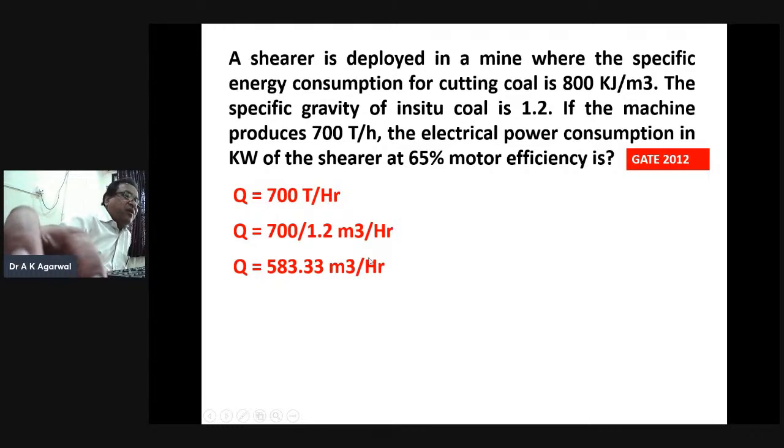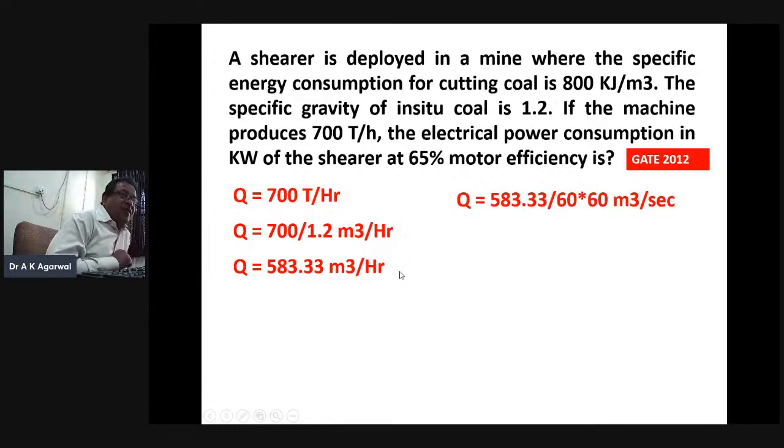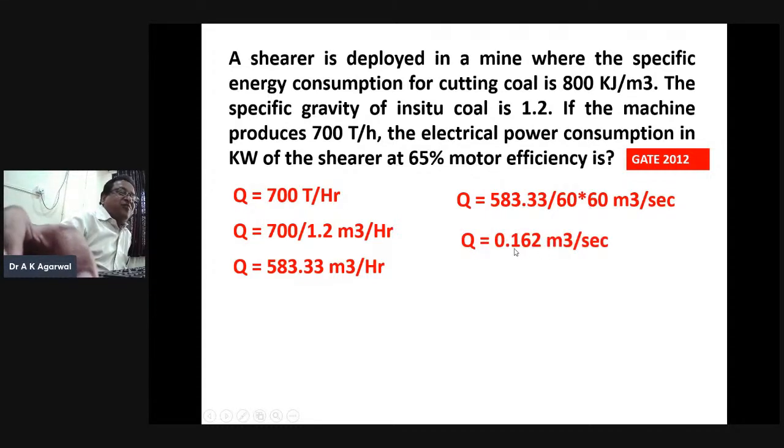Anyway, production is 583.33 meter cube per hour. In 1 hour, this much coal will be produced. Per second, divide by 60 into 60. This much coal will be produced per second: 0.162 meter cube per second.